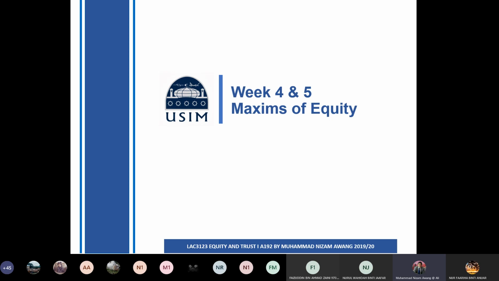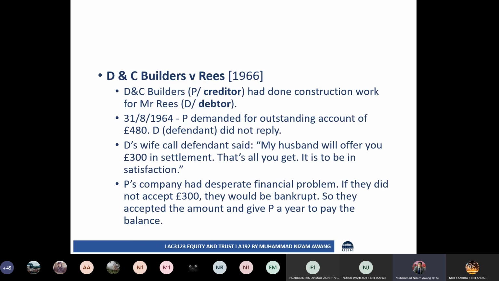So let's look at the cases to illustrate the maxim. In the case of DC Builders and Rees, basically it involved the work done by the creditor. The company, DC Builders, had carried out construction work for Mr. Rees, who is the debtor. So why is the construction company, DC Builders, called the creditor? Because Mr. Rees did not pay the full amount of the construction work done by the builder.